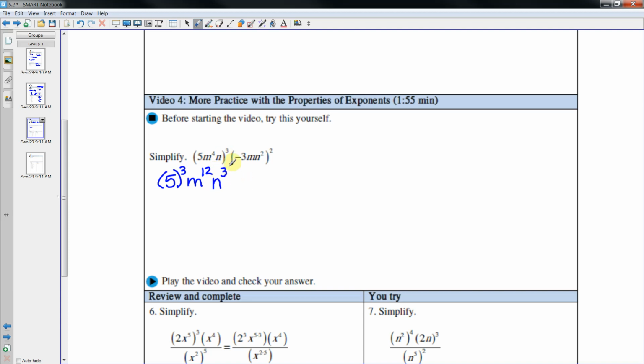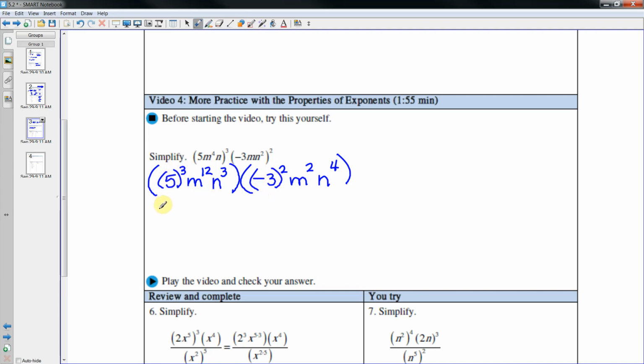1 times 3 is 3. So we're going to have that multiplied by negative 3 squared. We're going to have an m that's going to get squared, and an n that's going to be to the 4th power because 2 times 2 is 4. Now I can do my multiplying, and remember I can multiply the two numbers. I need to go ahead and simplify these big numbers though first.